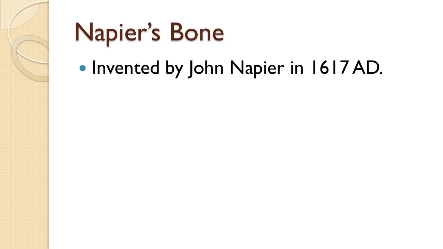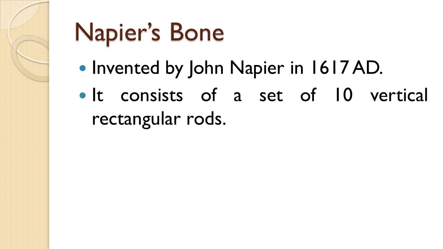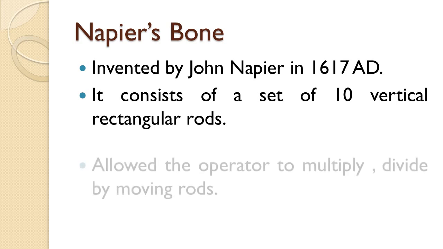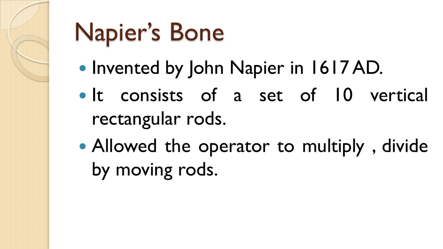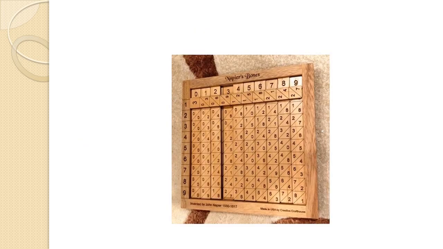Next, our device is Napier's bone. It was invented by John Napier in 1617 AD. It consists of a set of 10 vertical rectangular rods, made from animal bones. It can easily multiply and divide by moving the rods. This is how Napier's bone looks.